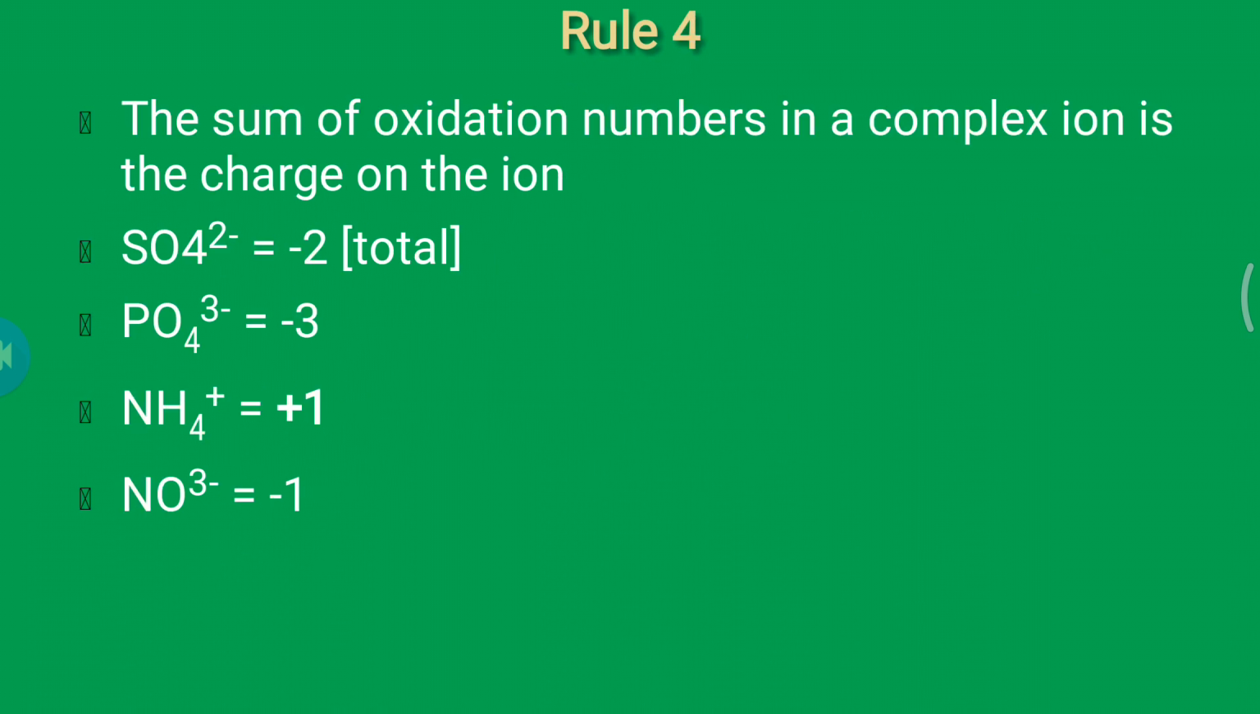Rule number 4: the sum of oxidation numbers in a complex ion is the charge on the ion. Here SO4 minus 2 means minus 2 oxidation state. PO4 minus 3 means minus 3 oxidation state. NH4 plus means plus 1 oxidation state. The sum of oxidation numbers in a complex ion is the charge on the ion.